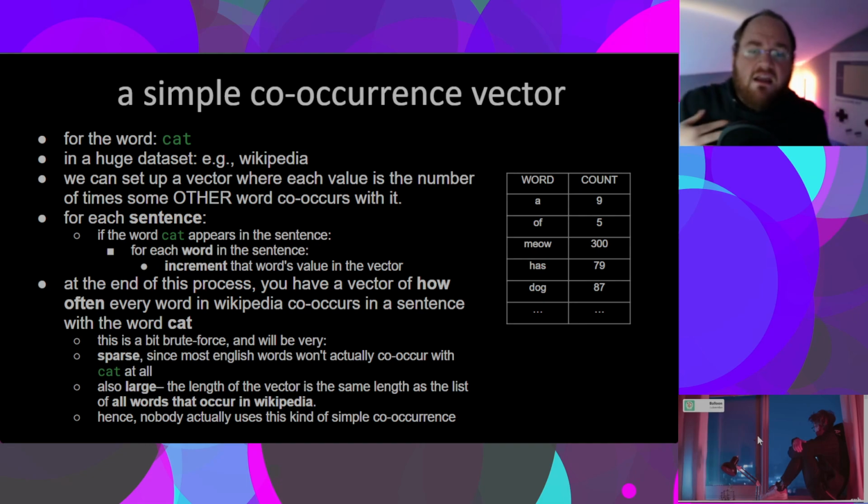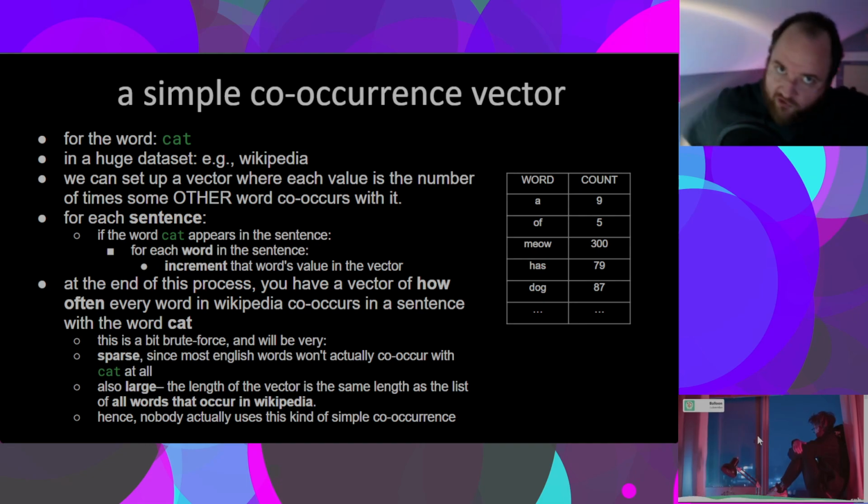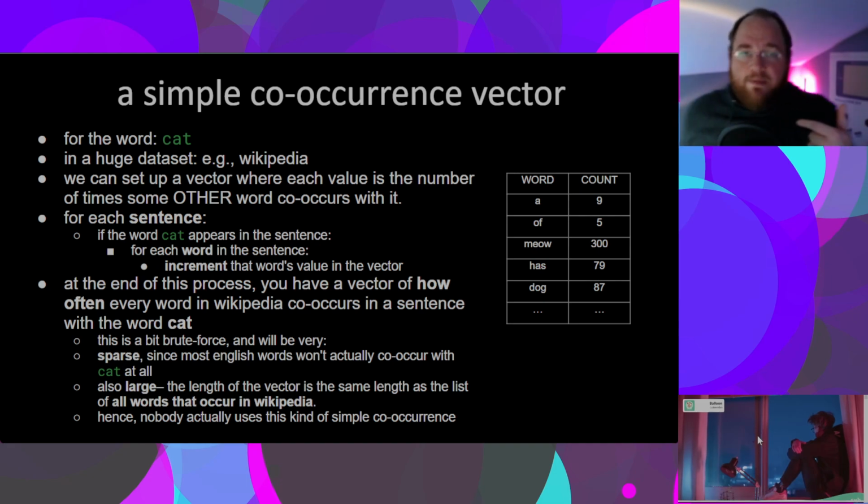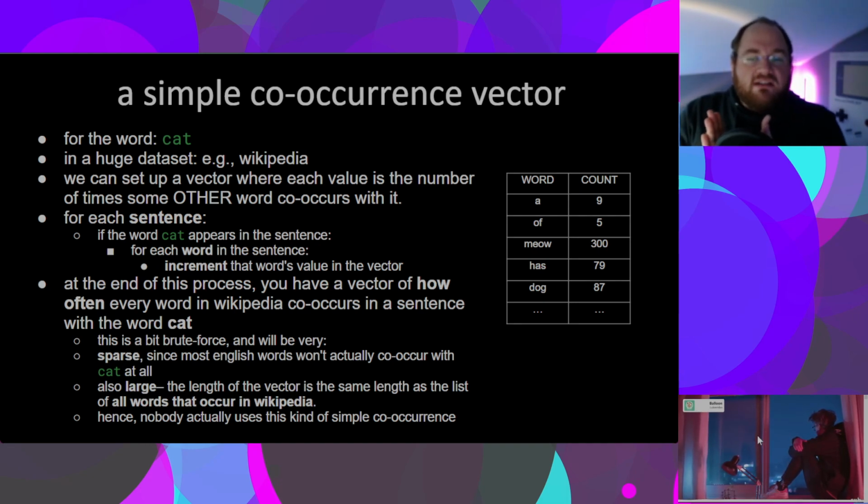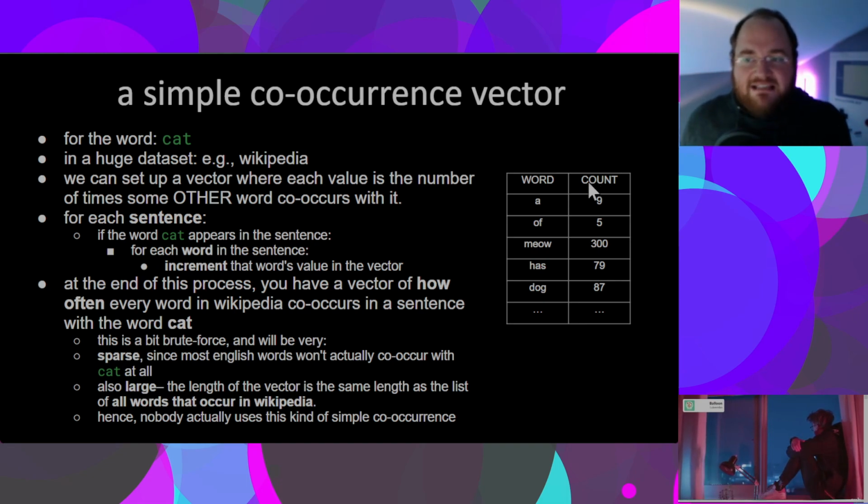But the idea is, for each sentence of Wikipedia, the whole dang thing, you would run through and you'd say, okay, if the word cat appears in the sentence, then for our cat vector, each other word in the sentence, we're going to increment its position in the vector, right? The vector is as long as the number of kinds of words in Wikipedia, right? The word a shows up all over Wikipedia. How often does it co-occur in a sentence with cat? Here I've arbitrarily selected 9 times, right?